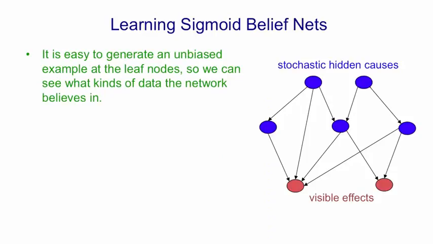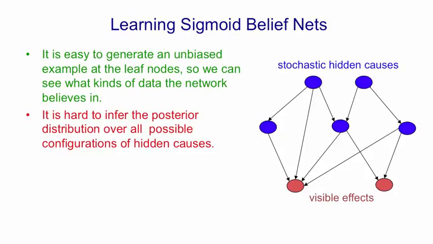Now I'm going to talk about why it's difficult to learn sigmoid belief nets. As we've seen, it's easy to generate an unbiased sample once you've done the learning. That is, once we've decided on the weights in the network, we can easily see the kinds of things the network believes in by generating samples from its model. This is done top-down, one layer at a time. It's easy because it's a causal model.